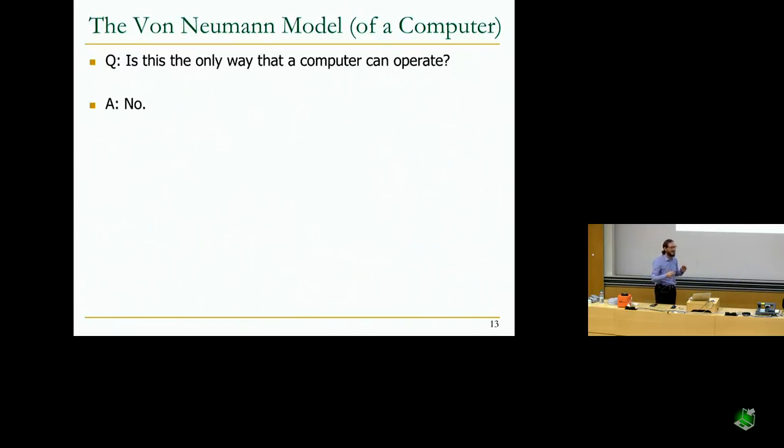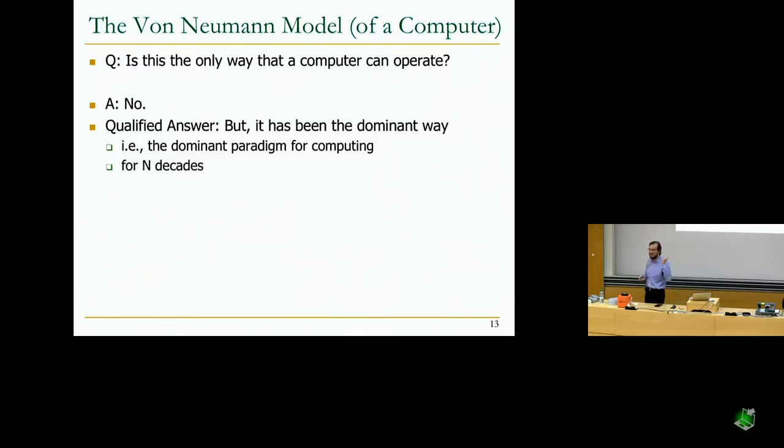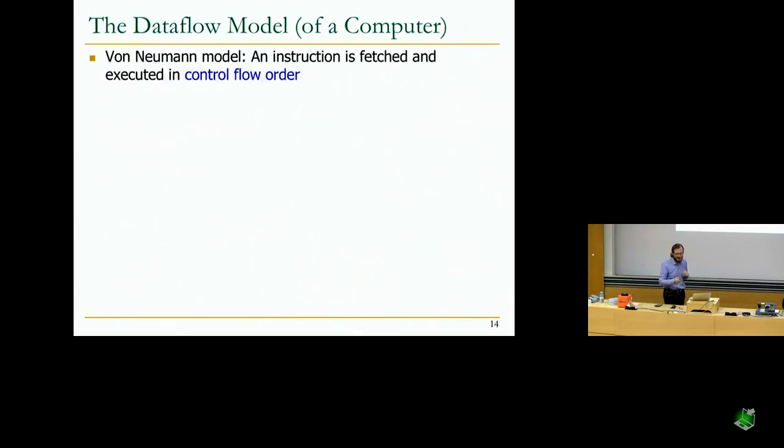Because there are many, many other ways. As you can imagine, people can think of many other ways. The qualified answer would be no, but it's been the dominant way. That's why a lot of the processors that we have over here, for example, are operating this way. We can go into that more. It has been the dominant paradigm for computing for n decades, where n is a large number. You see that the previous paper was published in 1946, and the concepts were around for a long time.